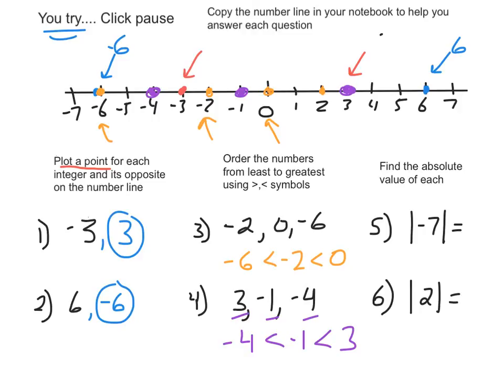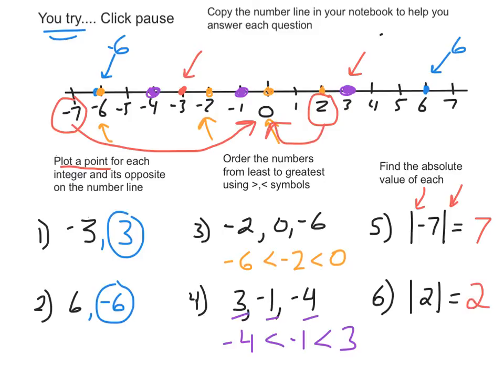Okay, last question. Find the absolute value of, there's my absolute value symbol, -7. So -7 is how many units away or steps away from 0? It is 7 units away from 0. So the absolute value of -7 is 7. And the absolute value of 2 is 2, because it's 2 units away from 0. How'd you do? Check your answers with X's and C's. Great job.